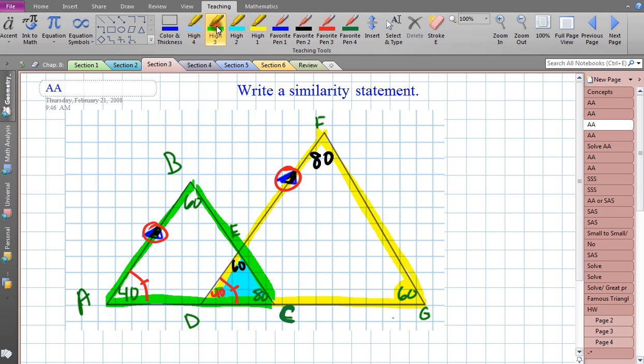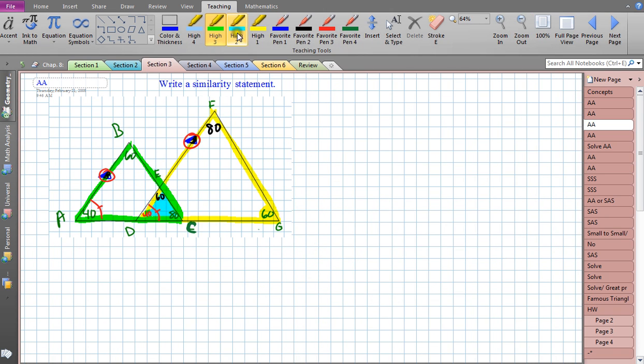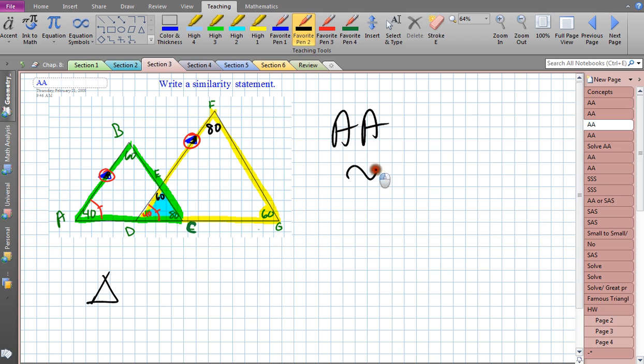So if I'm now looking at all 3 triangles in here, it turns out all 3 triangles have the same exact angles. 40, 60, 80, 40, 60, 80, 40, 60, 80. So now our job is to write a similarity statement that involves 3 triangles, because all 3 triangles here are similar. So I'm going to take the green one first and write A, B, C. And what I want you to do is keep in mind A is corresponding to 40, B is corresponding to 60, and C is corresponding to 80.